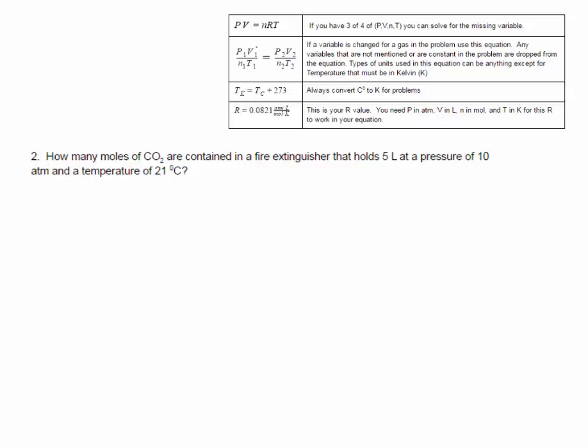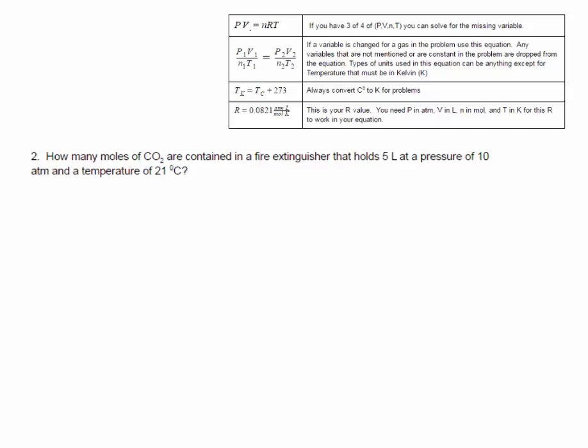So the first thing you have to do with these gas law problems is make sure whether you're going to use PV equals nRT or whether you're going to use this form, P1 V1 over n1 T1 equals P2 V2 over n2 T2, which is really just a situation where a gas is one thing and then something about it changes, and you look at what happens to the other variables.